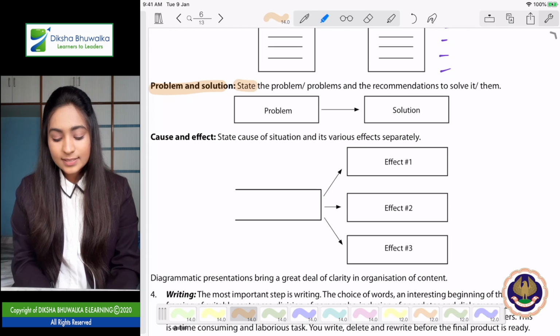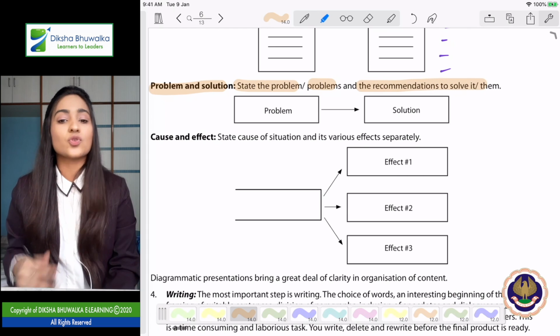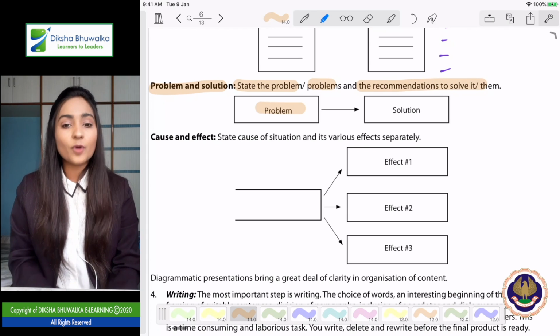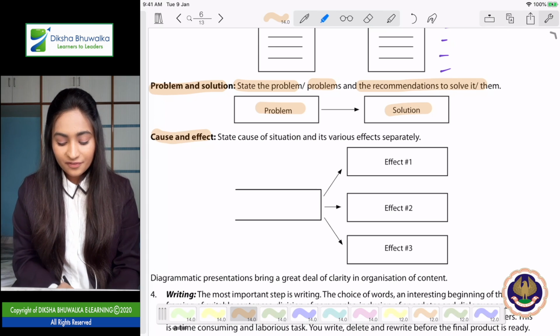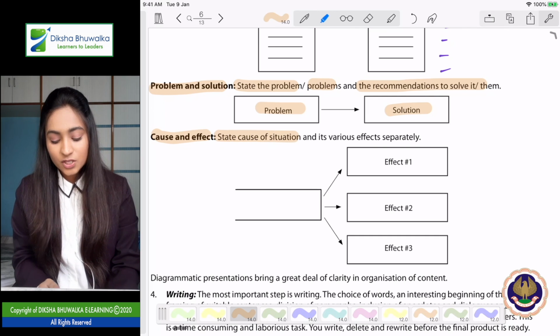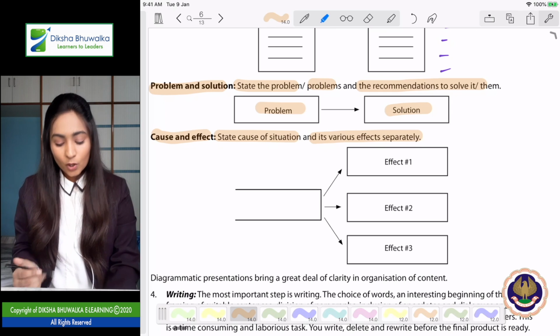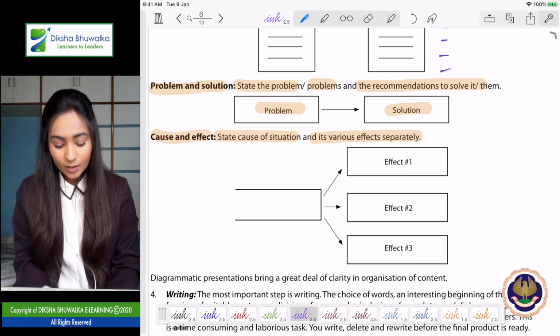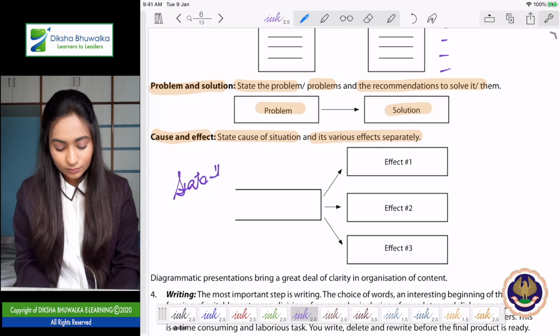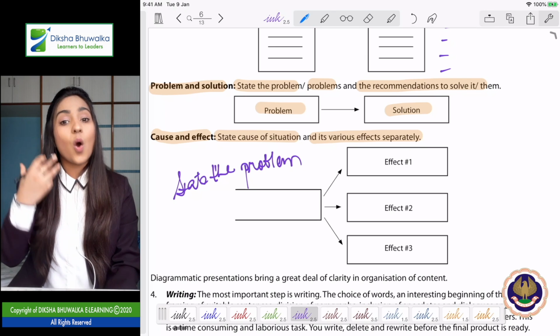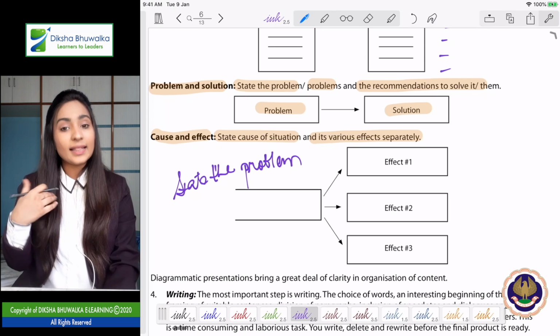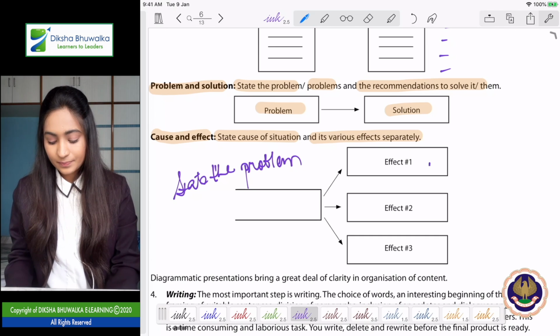Problem and solution: state the problem or problems and the recommendations to solve it or them. So first you will write about the problem and then you will give your suggestions to solve the problem. Next, cause and effect. Suppose a topic is given to you wherein it is asked to state the causes of a situation and its various effects separately. So what will you write? First you will describe the problem, then you will tell about the cause of the problem, why that problem is happening, and then you will start writing its effects.